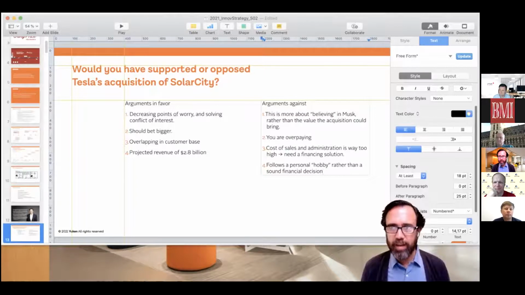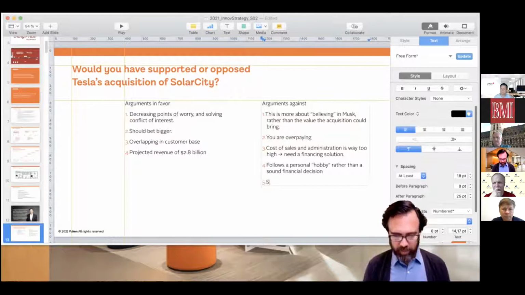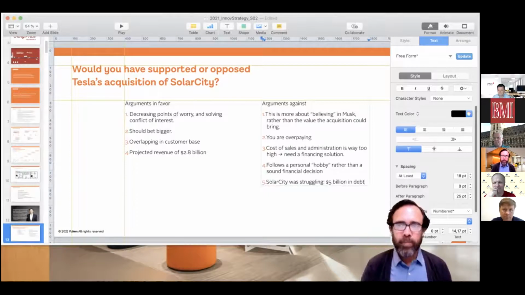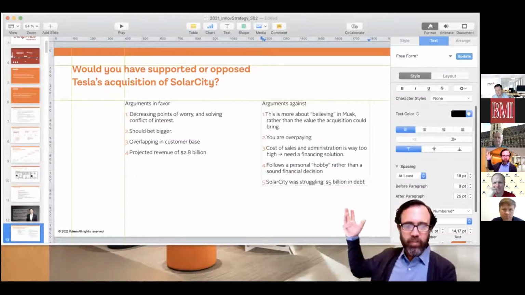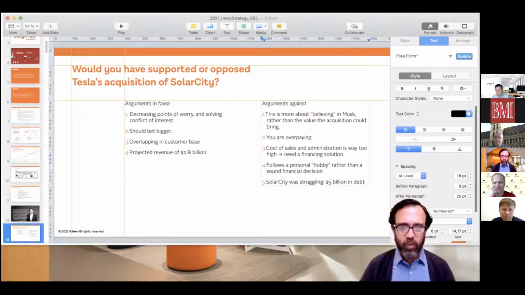Now, yeah, because I mean, the debt of Solar City was not necessarily low, right? So we have here that Solar City was, you would say, struggling somehow. I think it was 5 billion in debt. Now, why is that with this type of financial situation, someone would like to go into it?